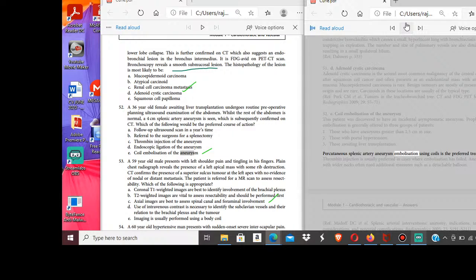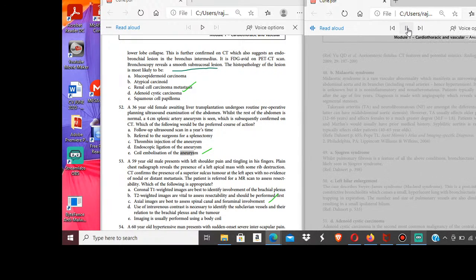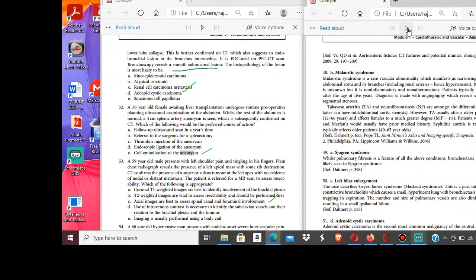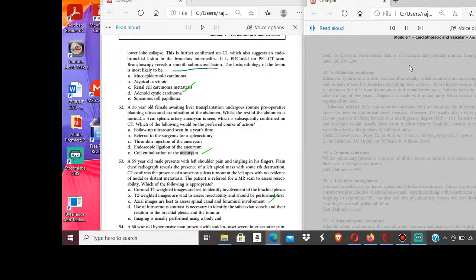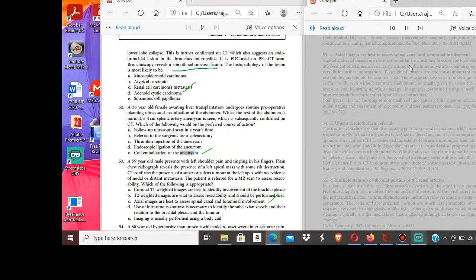Percutaneous splenic artery aneurysm embolization using coils is the preferred treatment. Thrombin injection is usually preferred in cases where embolization has failed. Aneurysms with wider necks often need additional measures such as a detachable balloon. Module 1 cardiothoracic and vascular answers. Ref. Madoff DC et al. Splenic arterial interventions, anatomy, indications, technical considerations, and potential complications. Radiographics 2005, 25, S191-S211. 53. C.